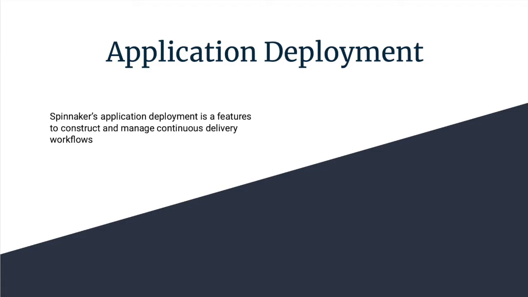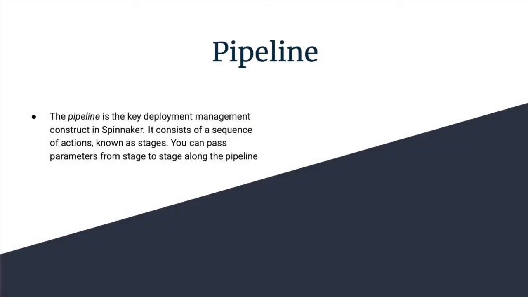Spinnaker's application deployment is a feature to construct and manage continuous delivery workflows. The pipeline is a key deployment management construct in Spinnaker. It consists of a sequence of actions known as stages. You can pass parameters from stage to stage along the pipeline.